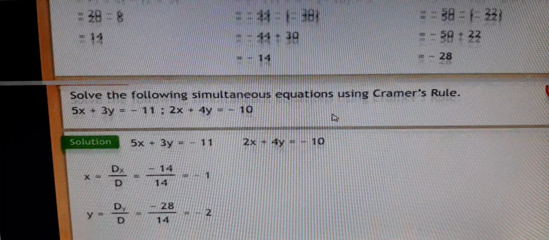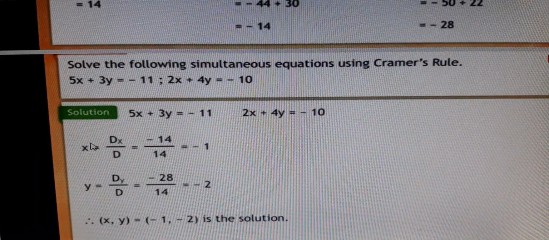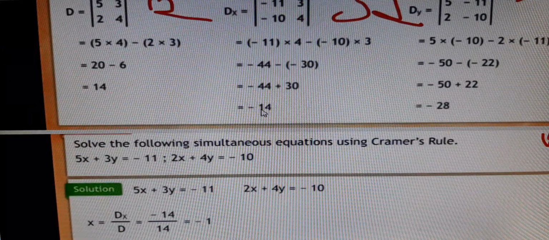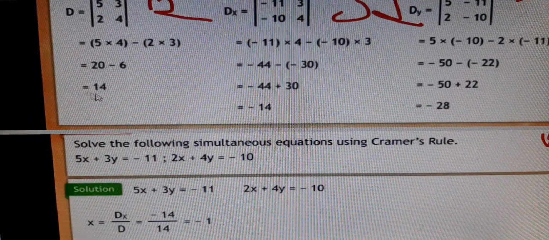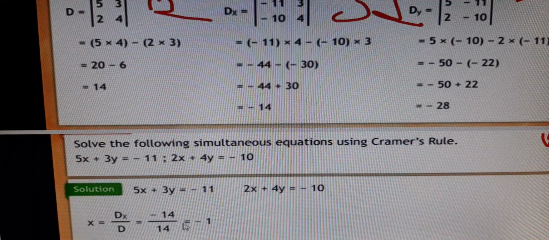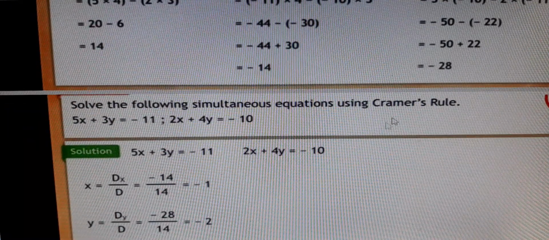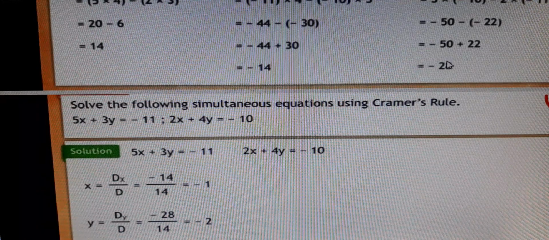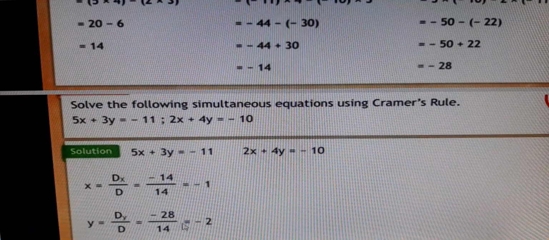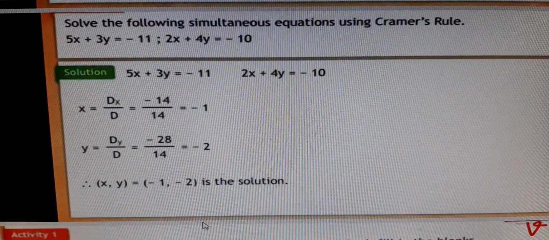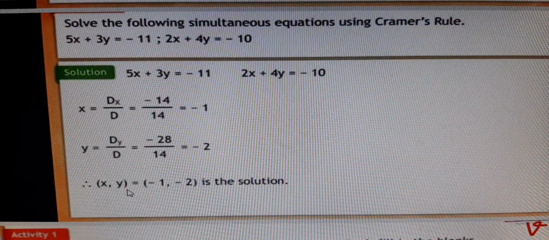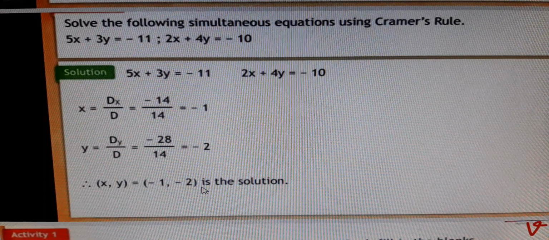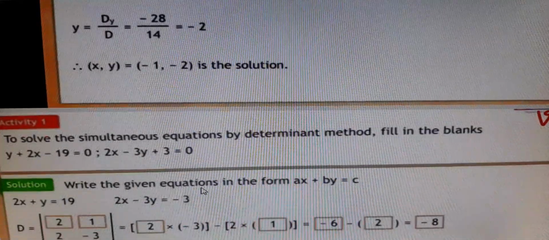Now we have to solve by Cramer's rule. What is Cramer's rule? x is equal to dx upon d, which means we find the value: here dx is minus 14 and d is 14. Minus 14 upon 14 is equal to minus 1. Now y's value is dy upon d, which means minus 28 upon 14. Minus 28 upon 14 becomes minus 2. In this way, by Cramer's rule, we can solve this equation: x, y is equal to minus 1, minus 2. This is the solution.